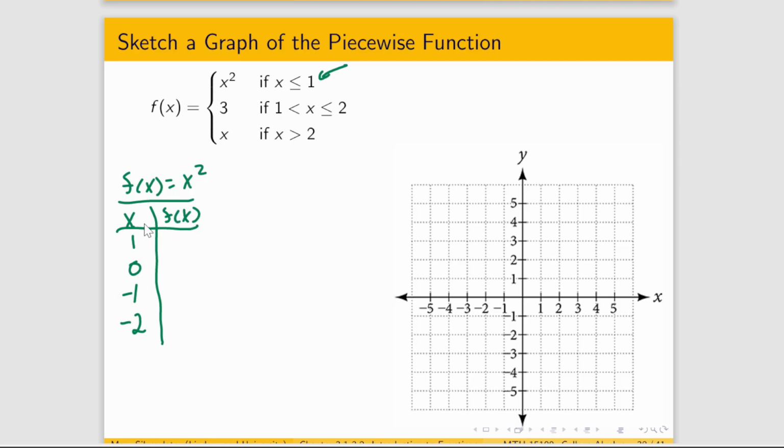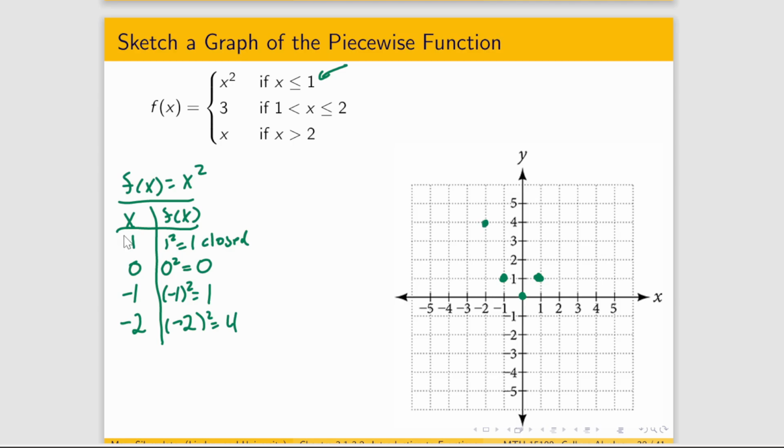So f of 1 is asking for 1 squared, which is 1. So I know I have a point at 1, 1. And that's going to have a nice closed circle because it's allowed to equal. I'm going to note that at the end point, that that's a closed circle. If it's asking me to plug in 0, that's 0 squared. That's just 0. Asking me to plug in -1, well, -1 squared is also +1. If it's asking me to plug in -2, -2 squared is 4.